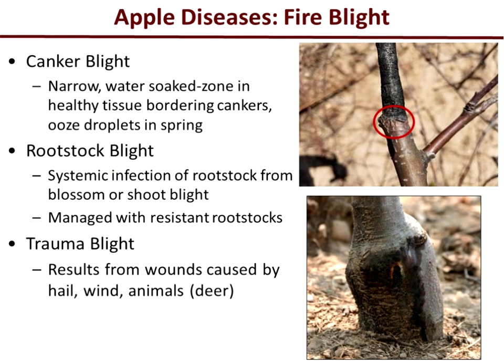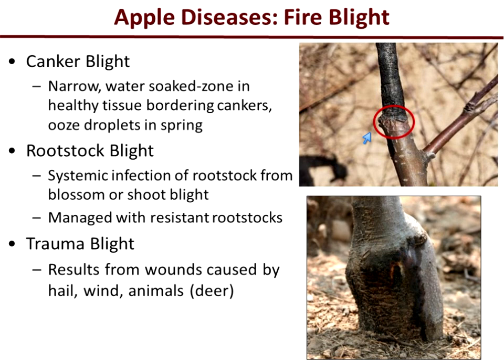Okay, just another couple phases of fire blight that you should be aware of. On the top picture here with the red circle, this is canker blight. And this was caused by a shoot blight infection the previous year. Okay, this is usually distinguished by a water-soaked zone in healthy tissue bordering cankers, or in this case, really, you will see a blackened branch separated by healthy tissue. This separation occurs because older wood, second, third-year wood, is much more resistant to the fire blight pathogen than first-year wood or new wood that's out.